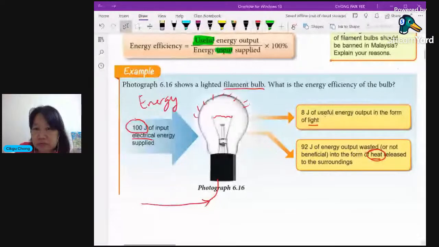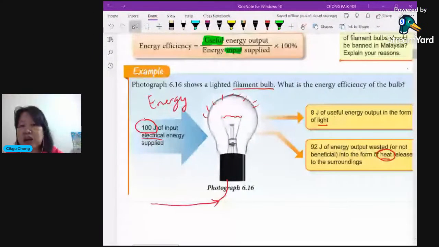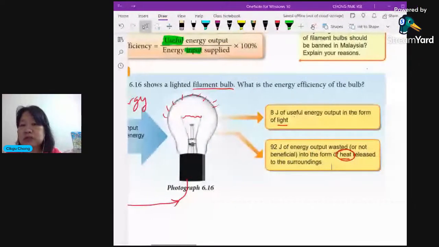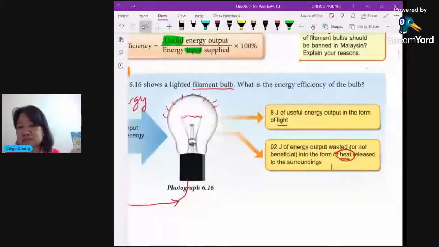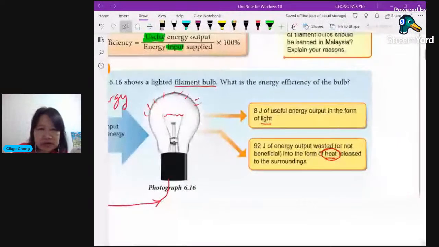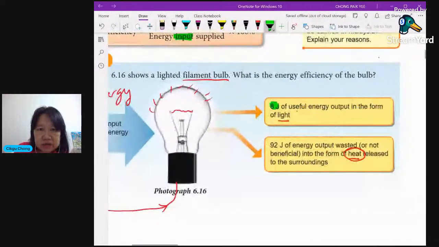Now look at the figure. How much of the 100 joule is used to make light? Look at the number here. They say 8 joule only is used to produce light. Then what happened to the rest?